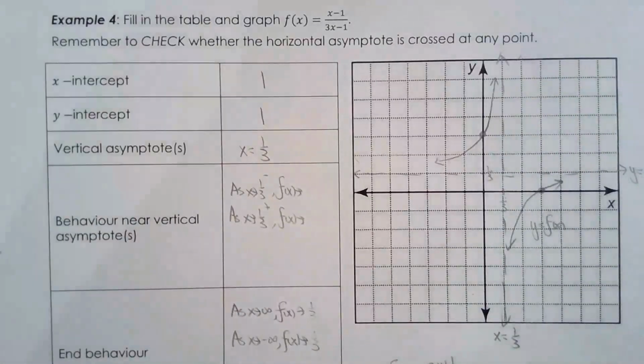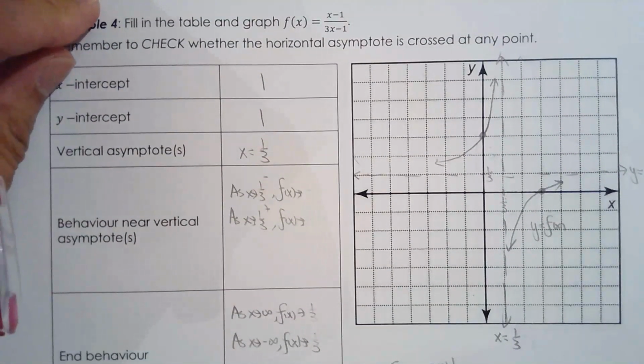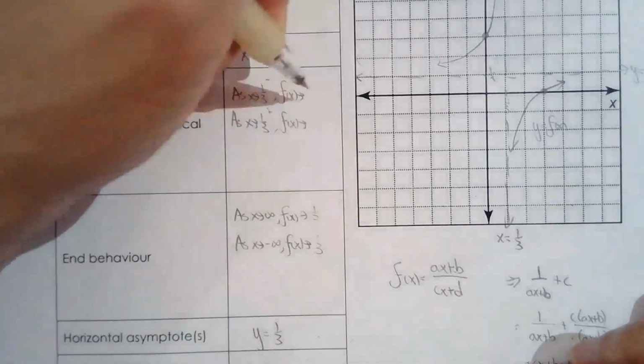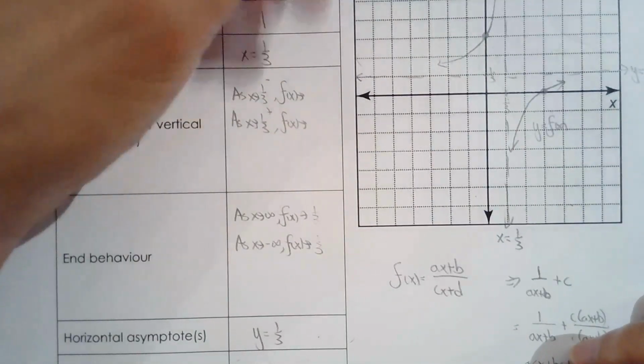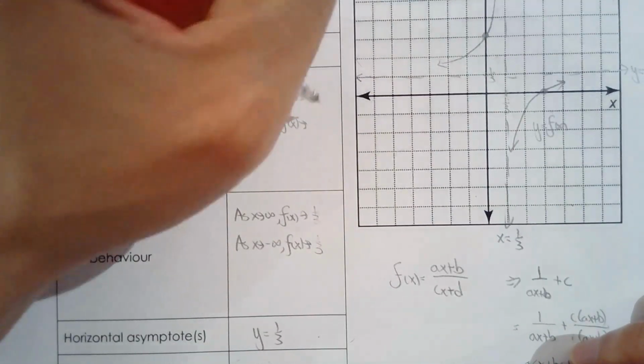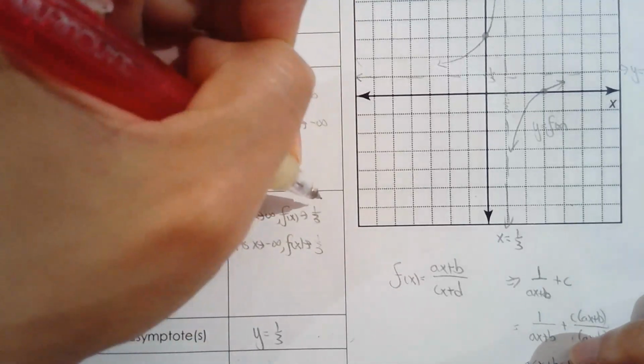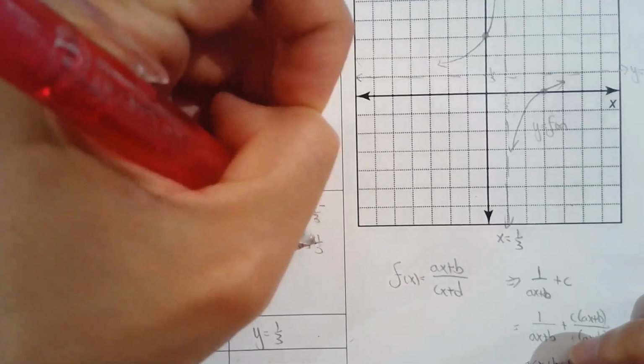Now that I have this beautiful graph, guess what? I'm going to fill in the whole table. So at 1/3, the vertical asymptote from the left side is going to be positive infinity. Right side will be negative infinity. 1/3 from below, 1 from above.